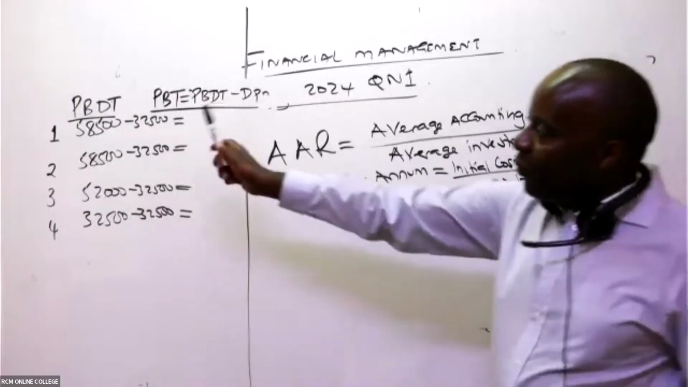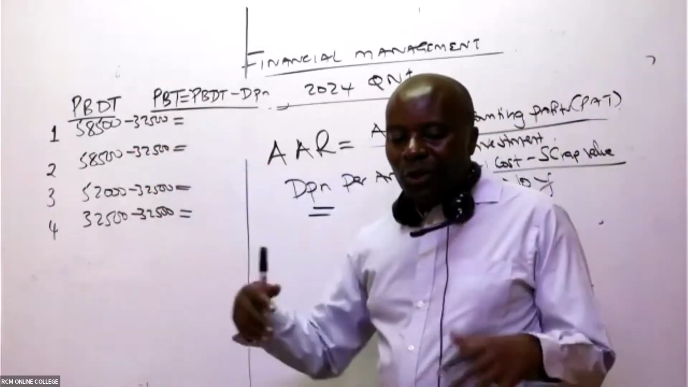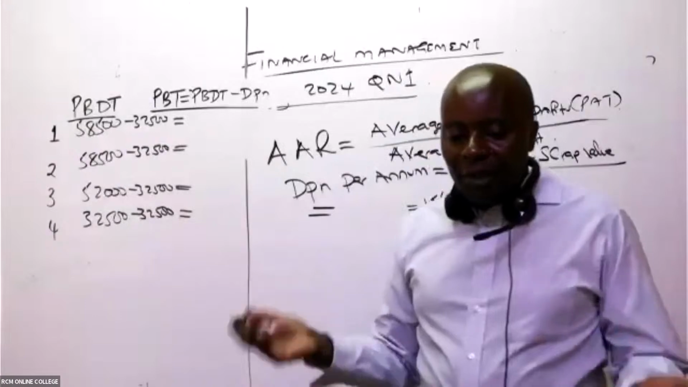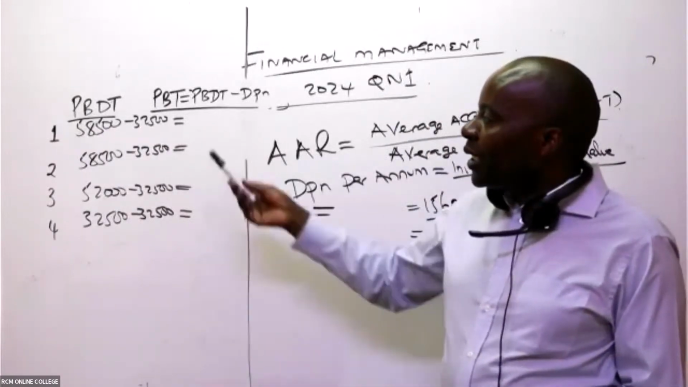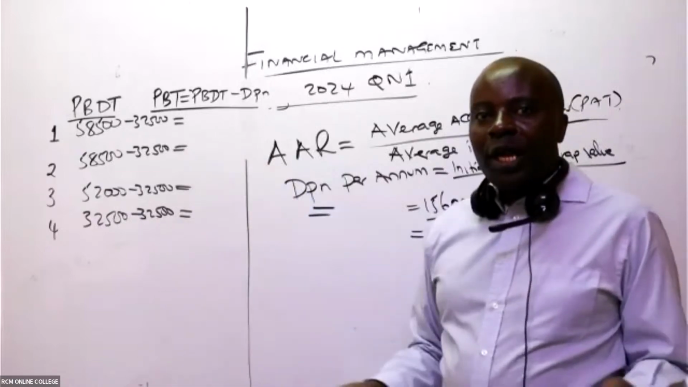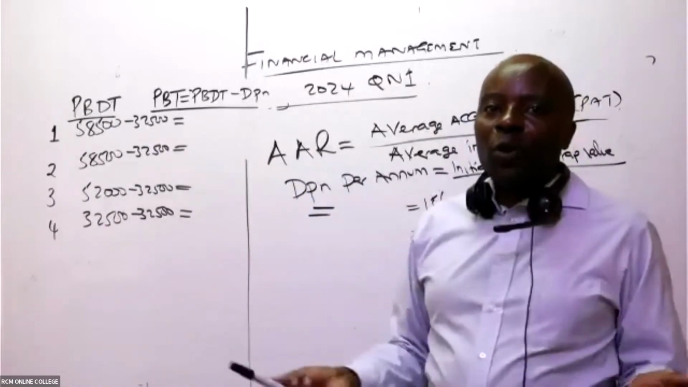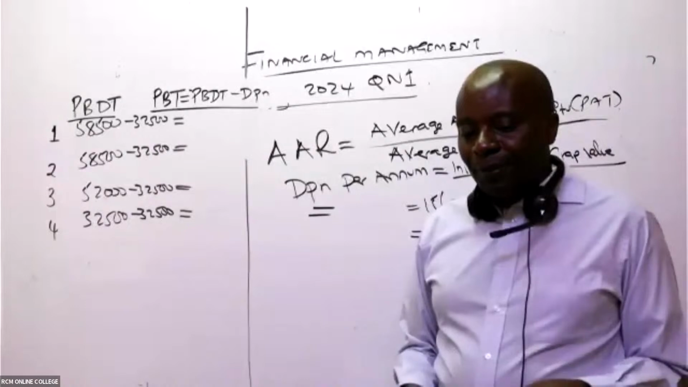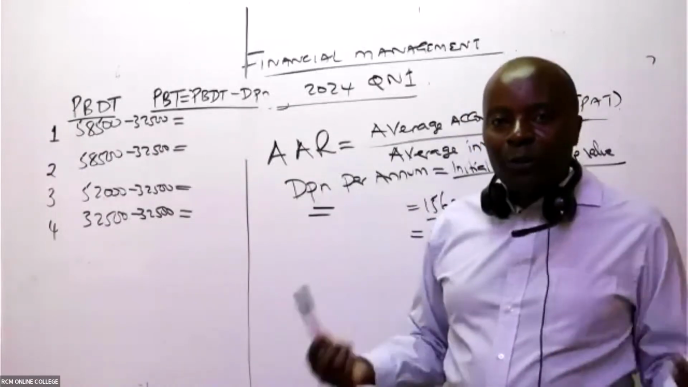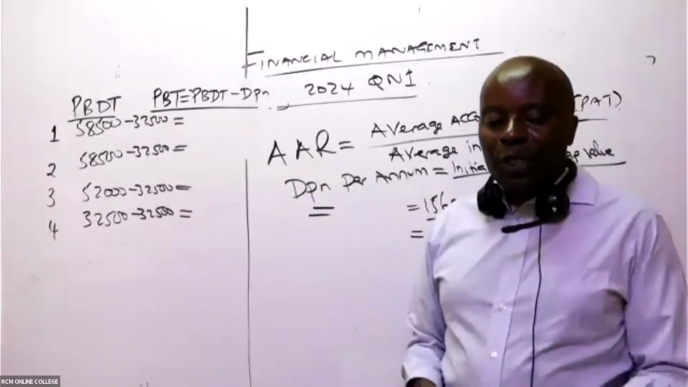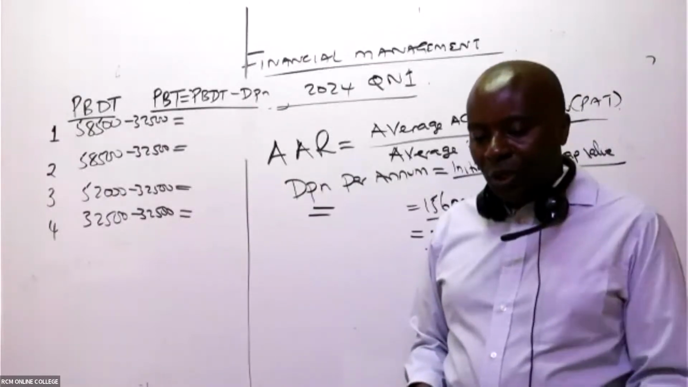Remember, they gave us profit before depreciation. They never mentioned the tax anywhere there. So basically, I will just subtract depreciation and get our normal accounting profits. This is what I shall use as my accounting profit for each year, because there is not even a rate of taxation.